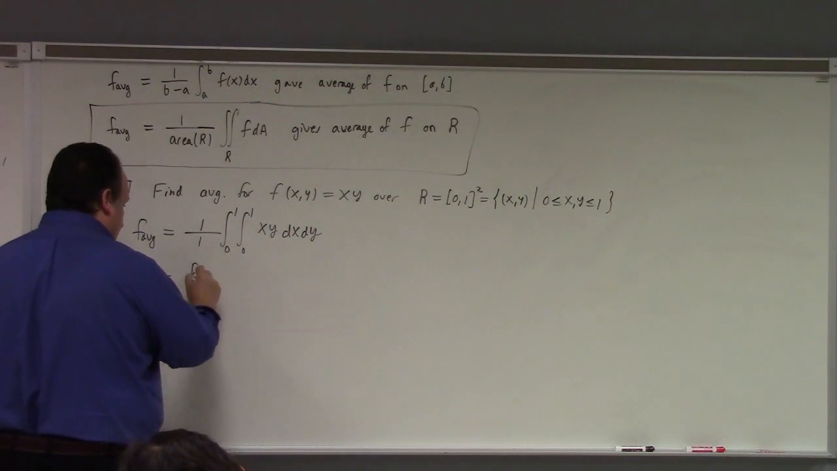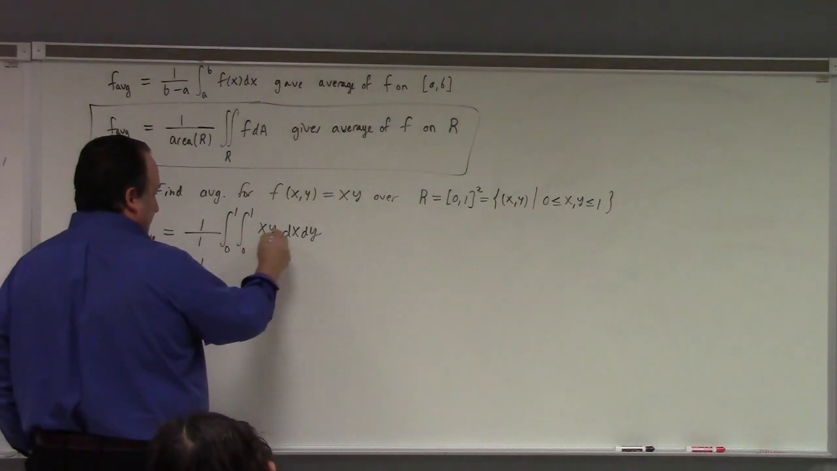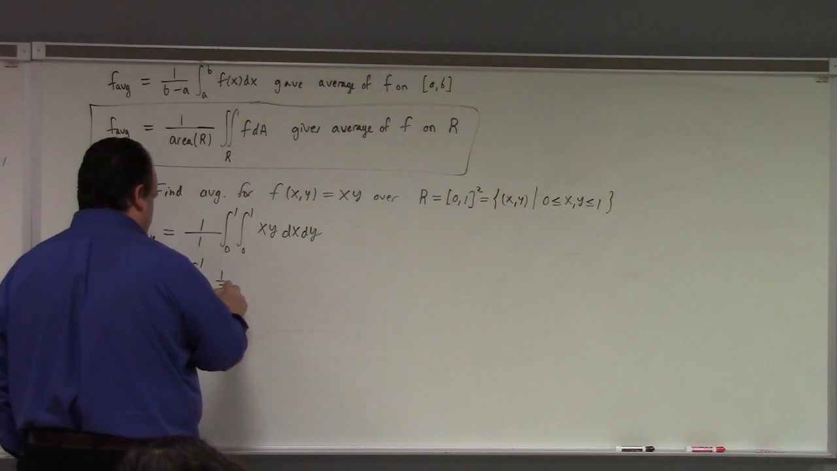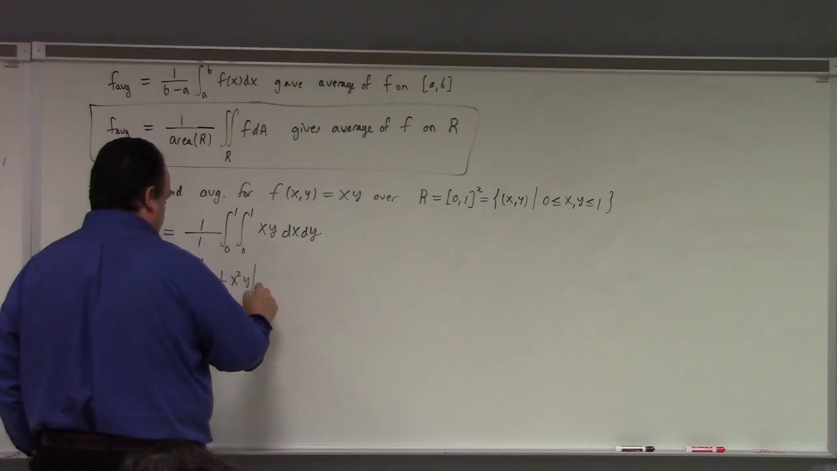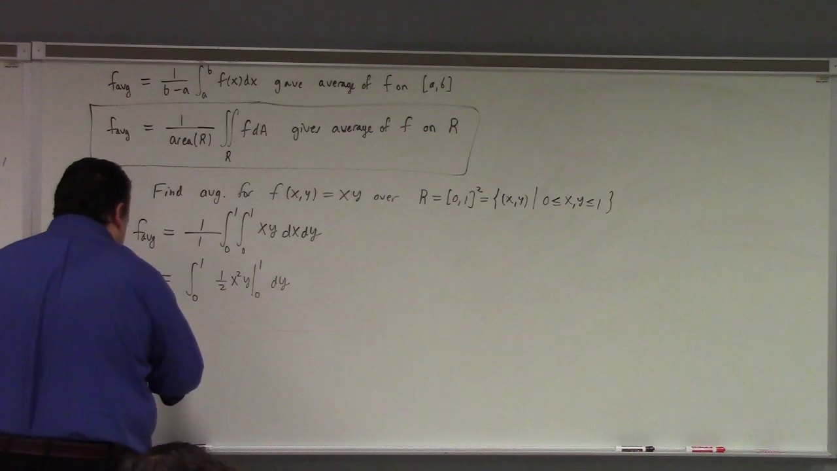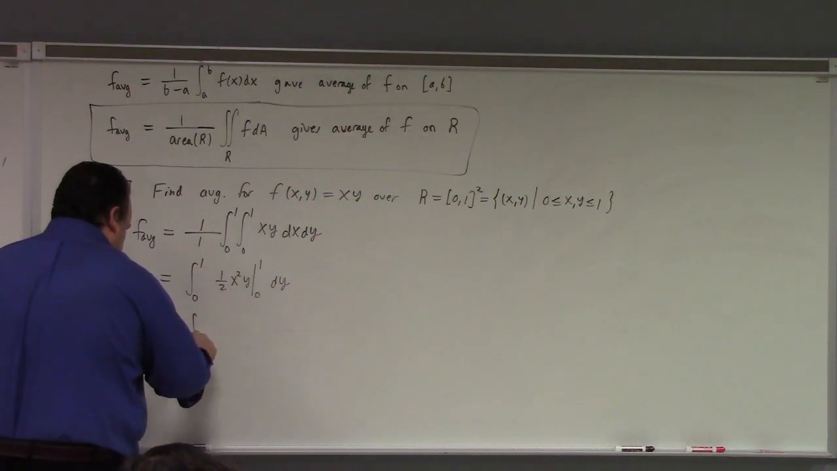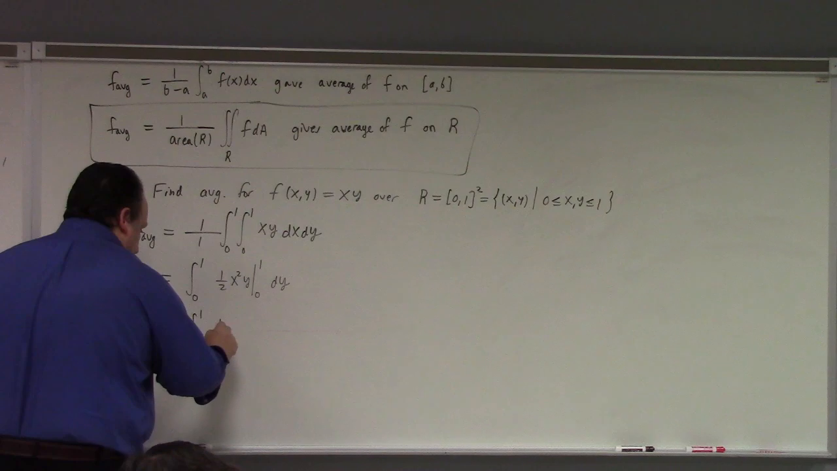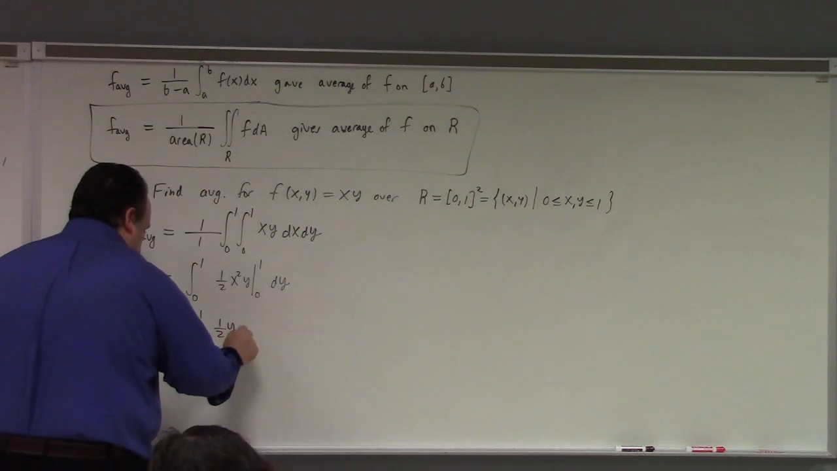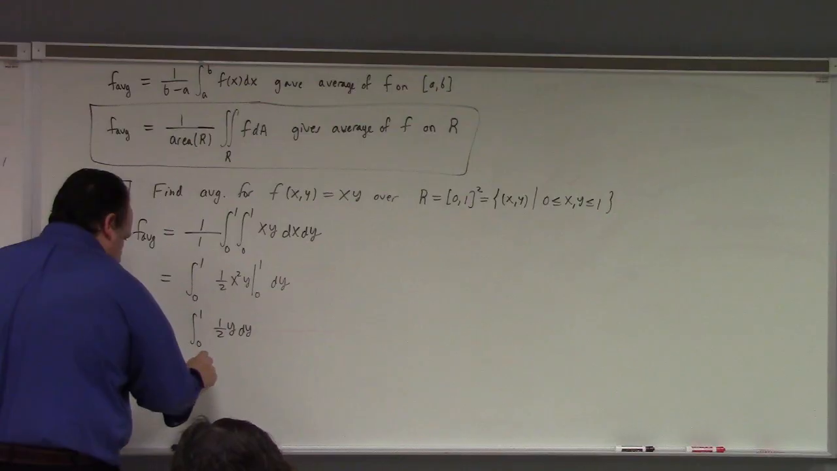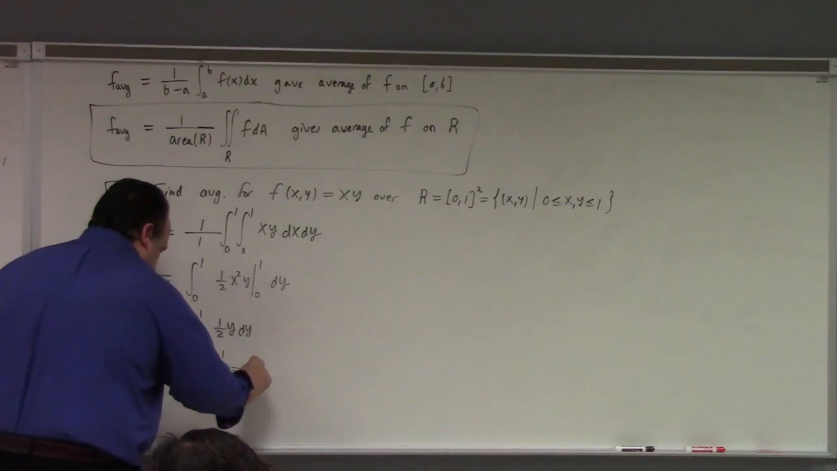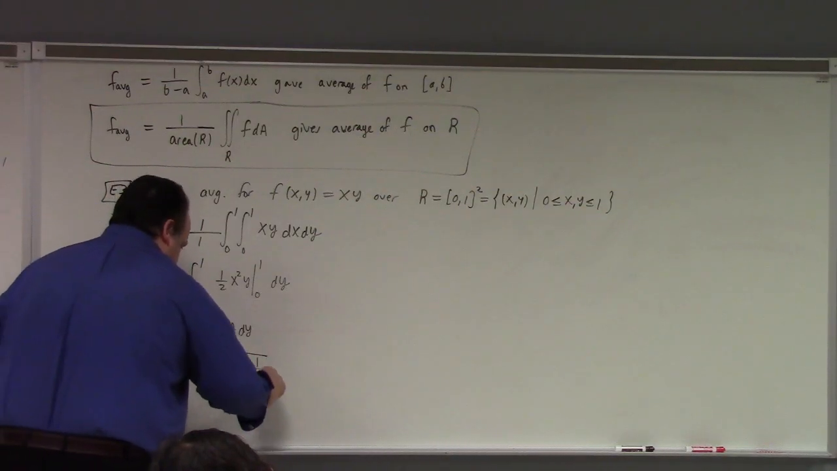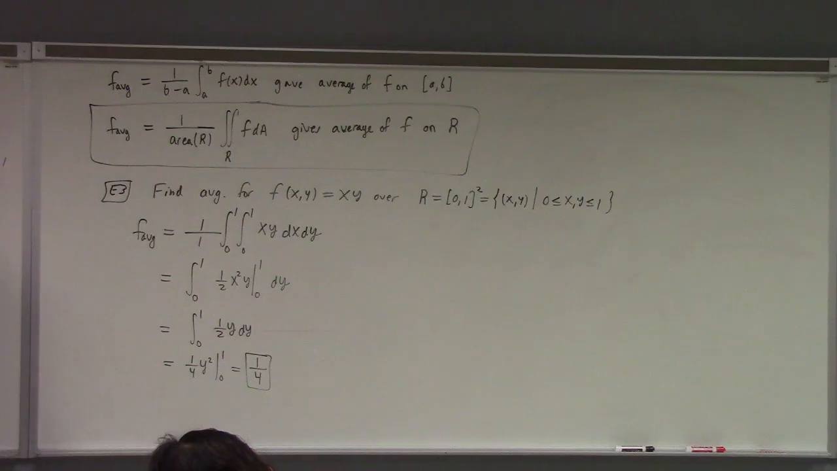We've got integrate from 0 to 1. I'm doing the x integral first, so I have 1/2 x squared y, evaluated from 0 to 1. Still got my y integral after that. And so I've got the integral from 0 to 1 of 1/2 y dy, which is 1/4 y squared, evaluated from 0 to 1, which is 1/4. So we get the average is a quarter for this function.